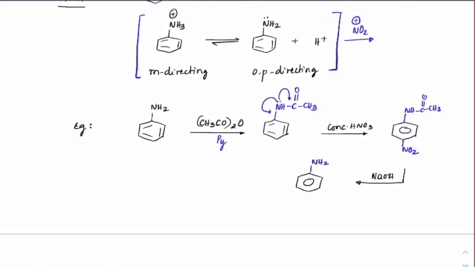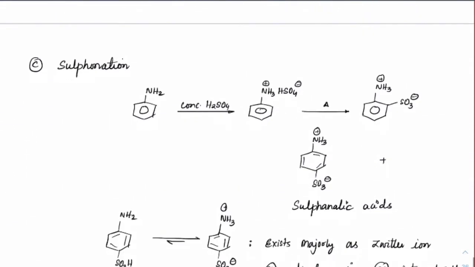So you get NH2, NO2 plus CH3CONH plus. So these are the products formed. In case you specifically want only para nitro to be major, then acetylation has to be done first. Right. The next reaction for anilines is sulfonation.